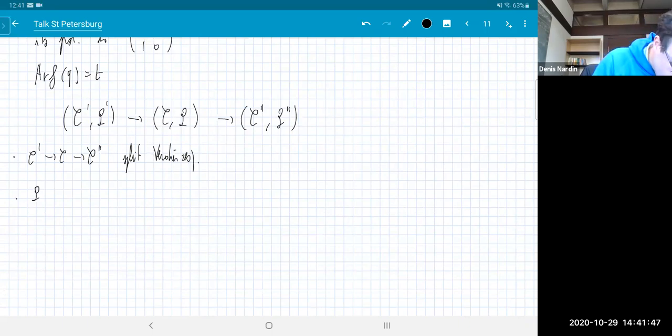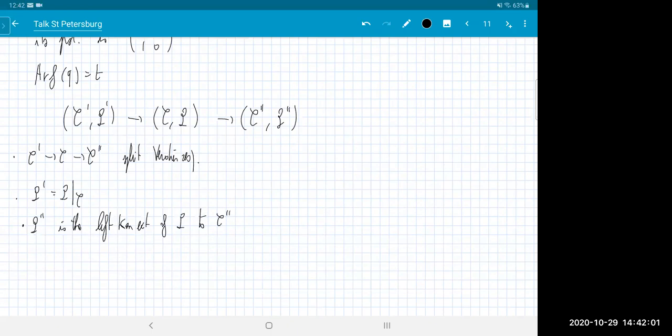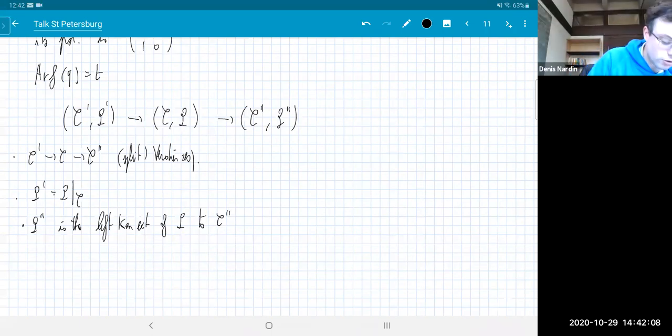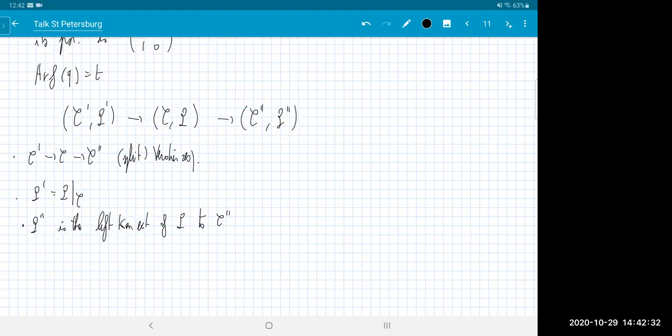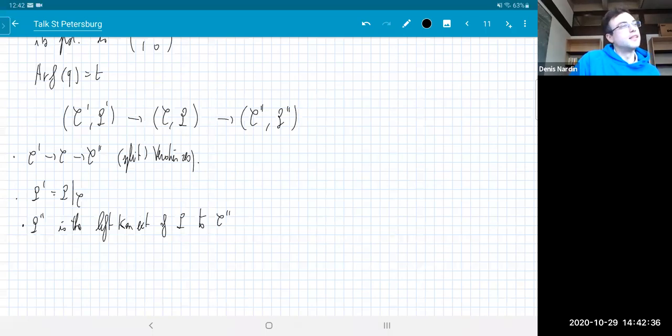Kappa prime is just kappa restricted to C, and kappa double prime is the left Kan extension of kappa to C double prime. This is the condition of what we call a split Poincaré-Verdier sequence. If you don't put split, you get just what we call a Poincaré-Verdier sequence. And that's actually not as crazy as it might look. This is the same thing as a bifiber sequence in the category of Poincaré categories. So this is what you use to prove localization sequences.